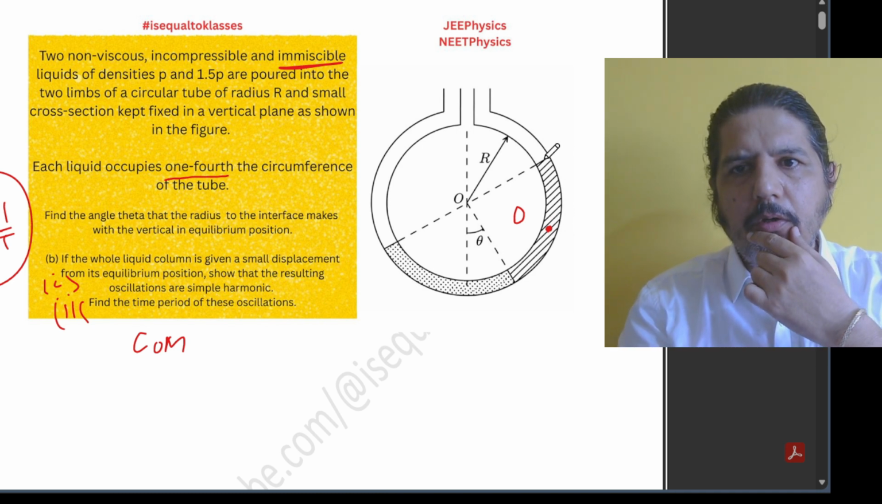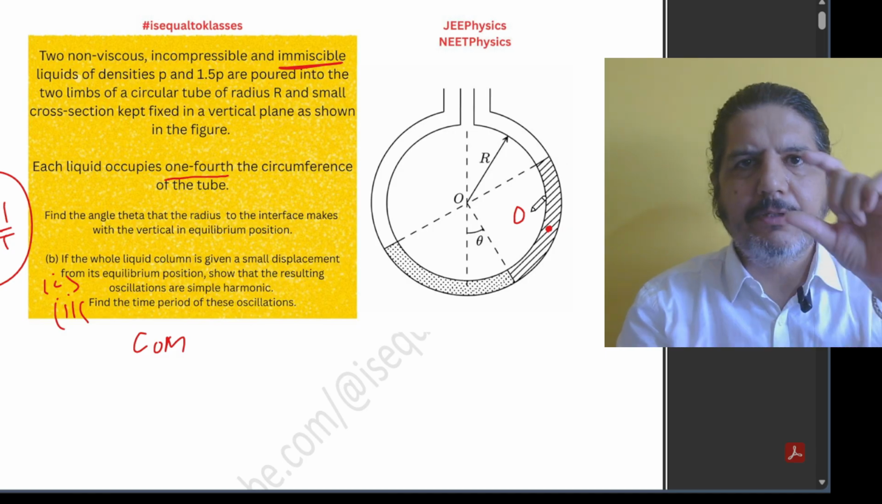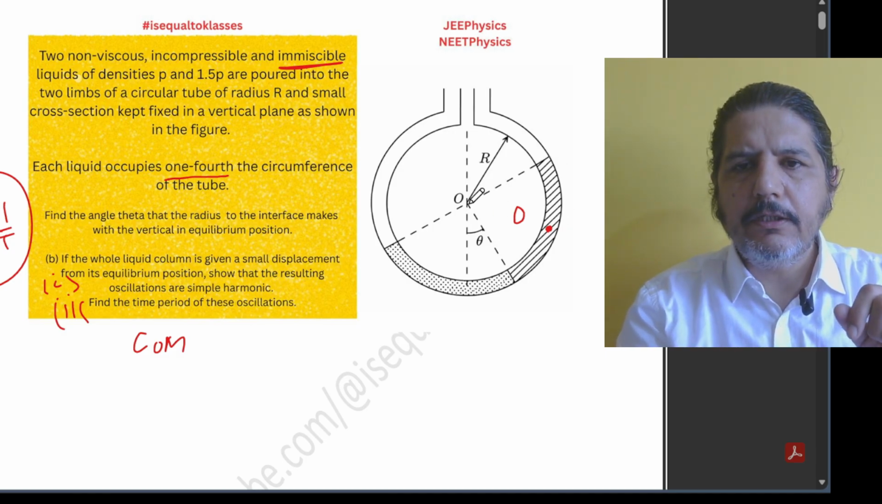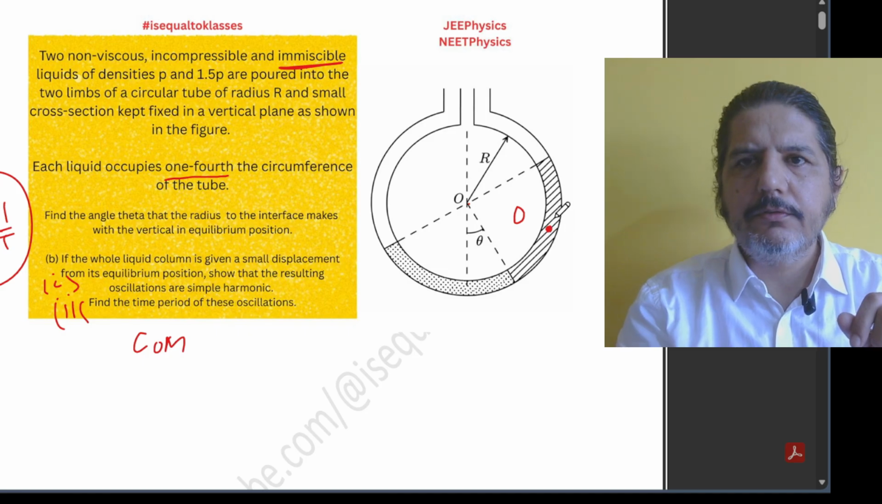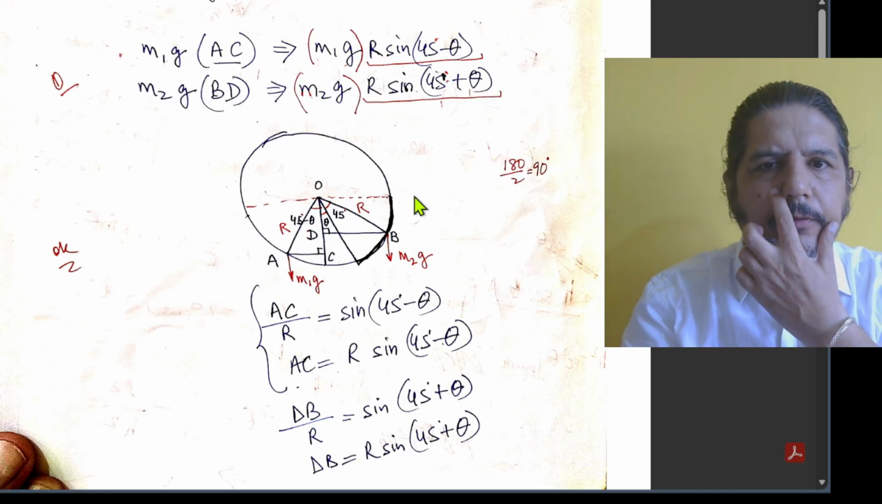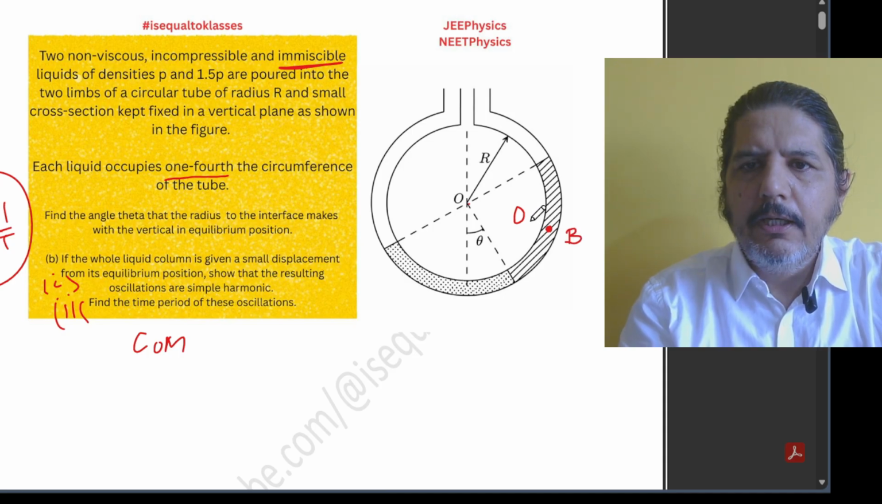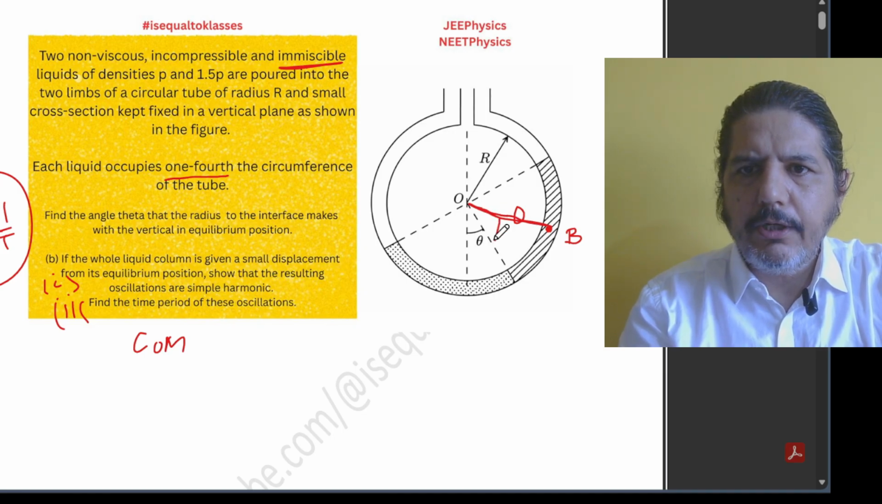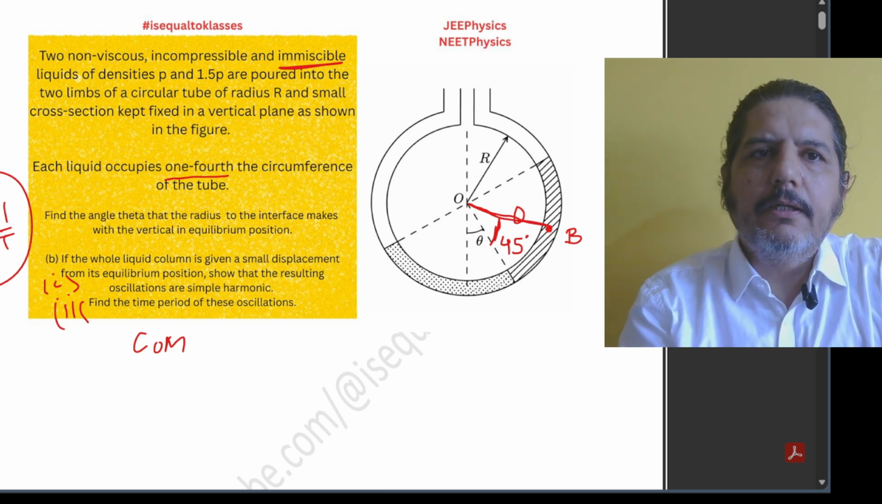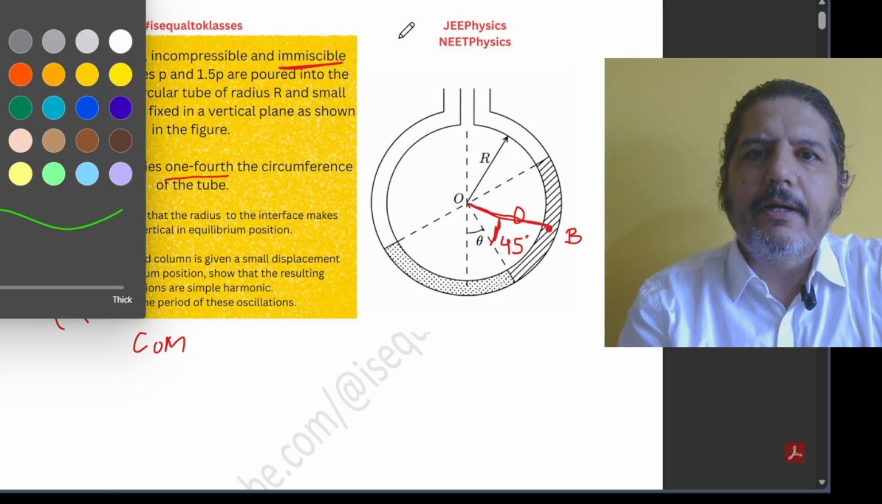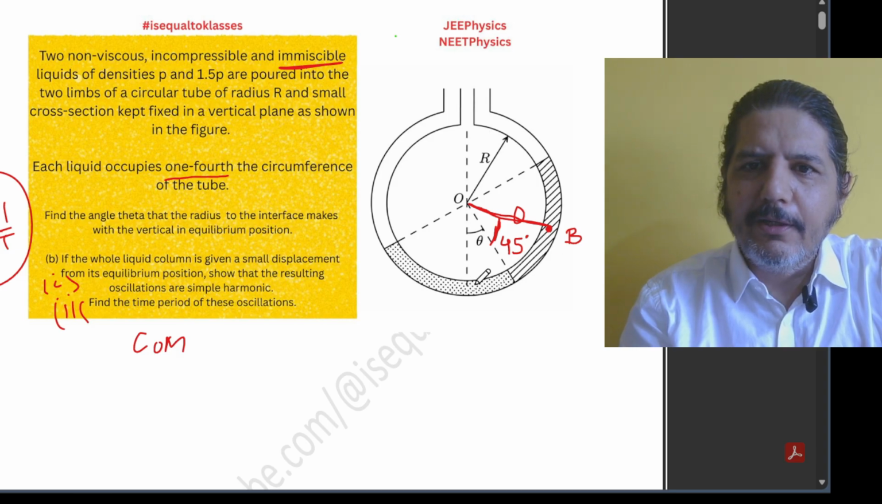So if the whole of this liquid arc is subtending 90 degrees, this center of mass, let me call this point B, as I have called it here, would be the center of this arc. So it will be subtending an angle of 45 degrees here. I hope you are able to understand what I have said. If not, let me try to explain again using this liquid.